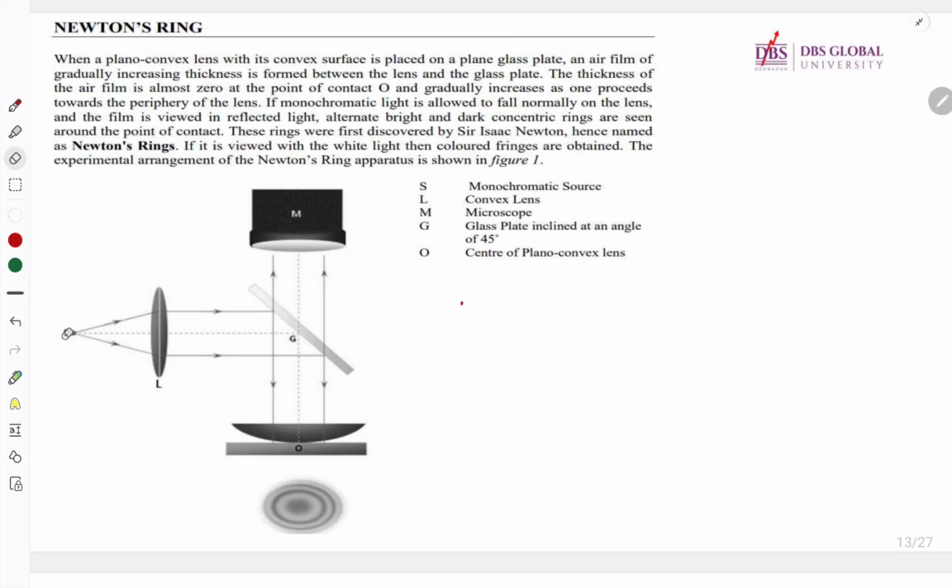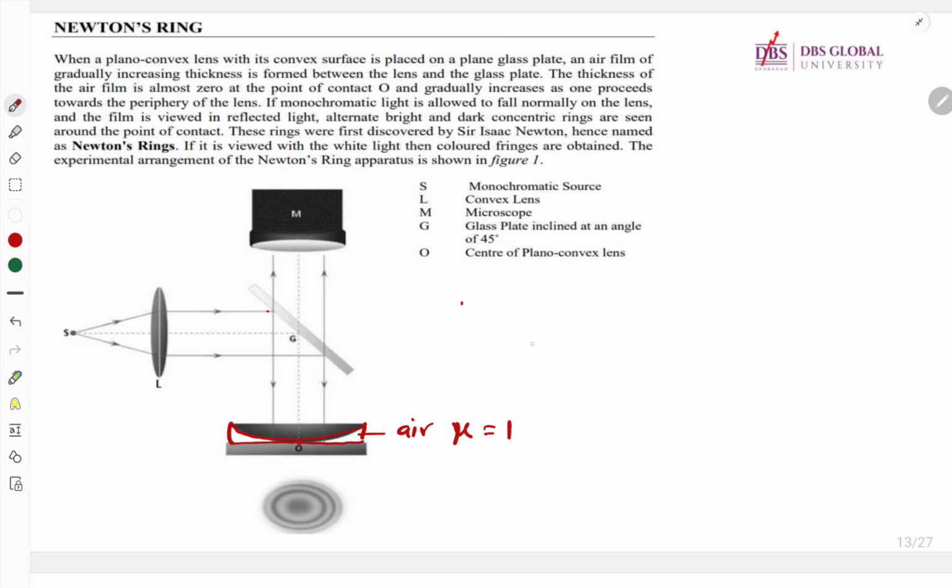So this light source produces monochromatic light, and this light is made convergent by a converging lens. After that there is a glass slab. When this light is incident on the glass slab, it is reflected onto the surface of this plano convex lens. O is the center of the plano convex lens. Here in this region we have another lens, and in between there is air, for which the refractive index is 1.